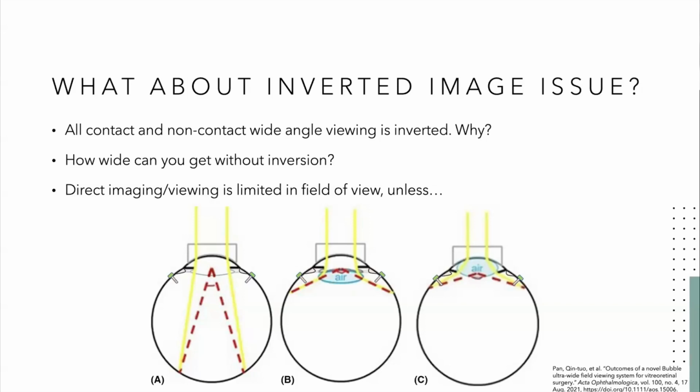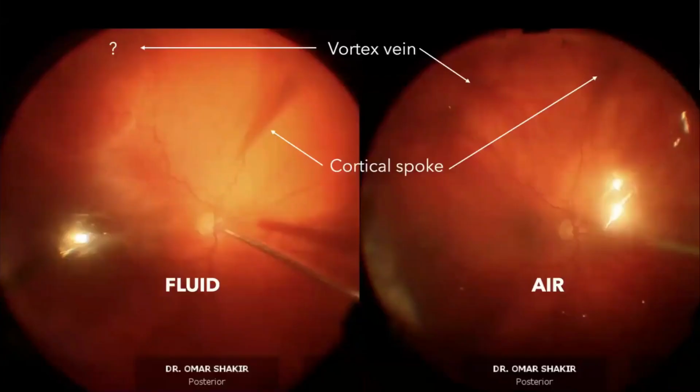And they showed in this paper that if you use an air bubble with a direct viewing system, so I put a contact lens on, not a wide angle contact lens, but a regular macular contact or flat contact lens, and then I use an air bubble underneath the posterior capsule or put that air bubble into the anterior chamber, you can get a wider field of view. So going back to our polling question, air can be utilized to give a wider field of view.